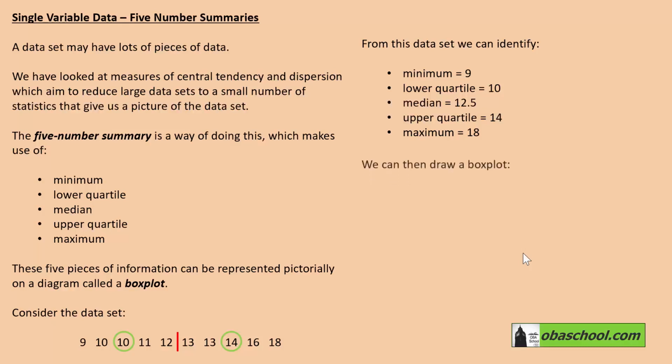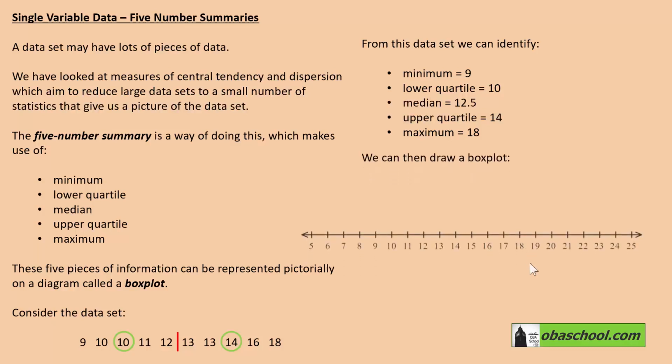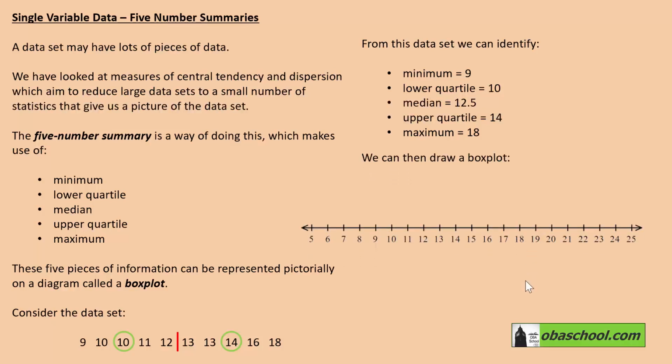And we can represent that on a box plot. So what I'm going to do is first of all indicate the values: minimum, the lower quartile, the median, the upper quartile, and the maximum. We then form a box around the quartiles like so, and we have stalks at either end.